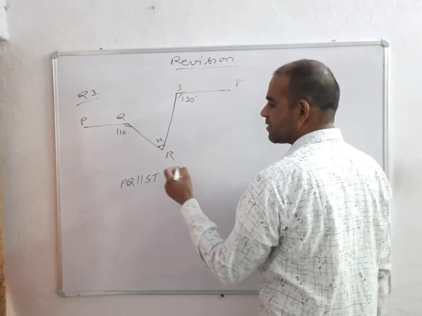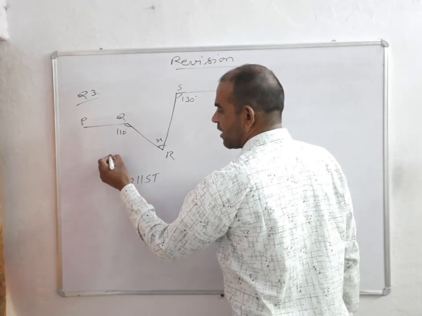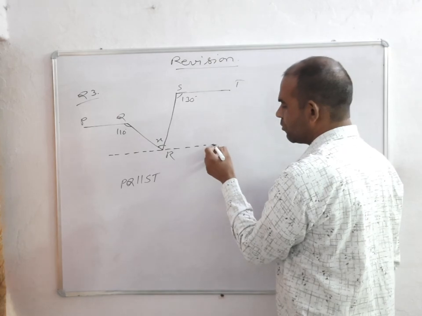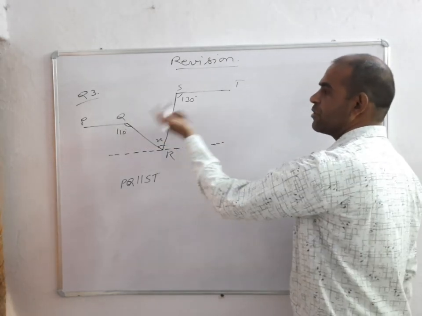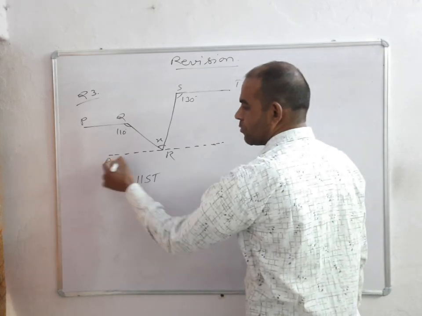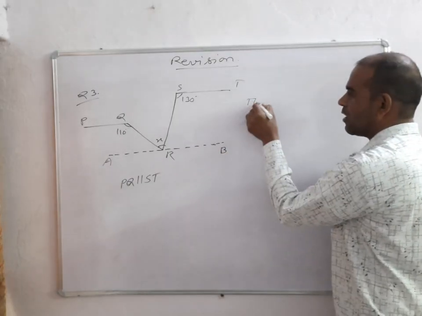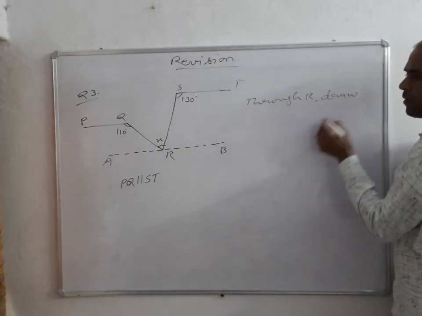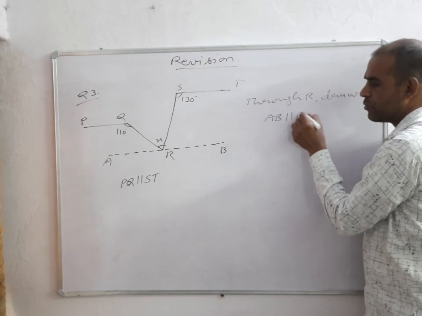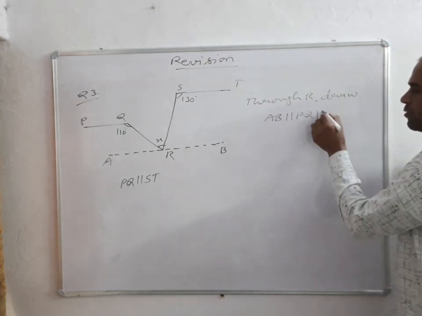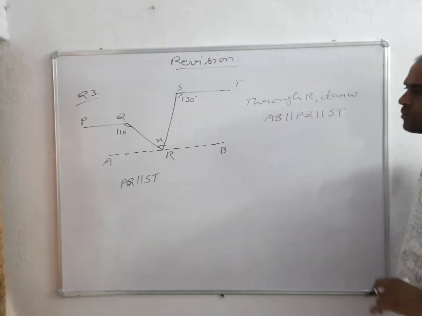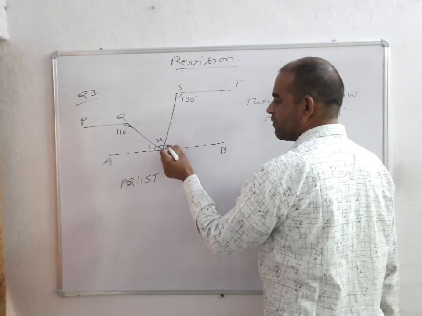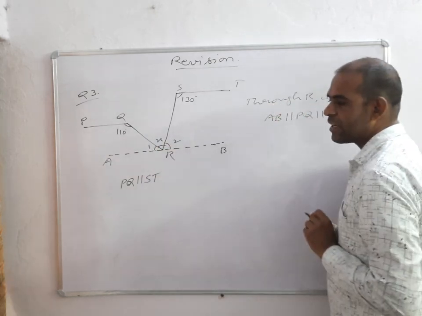दोनों जगह parallel बना के कर सकते हैं. तो through R, draw a line parallel to any one, PQ, and PQ is parallel to ST. So all are parallel. Through R, draw AB parallel to PQ, and PQ is parallel to ST. So all are parallel. अब यहाँ पर एंगल हो गया 1, इसको ले लो 2, and find the value of x.